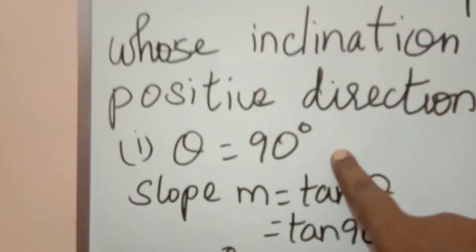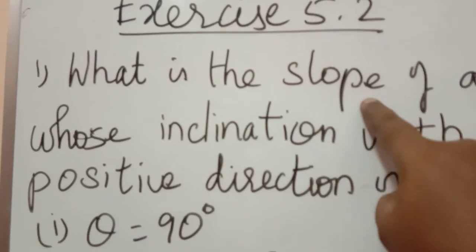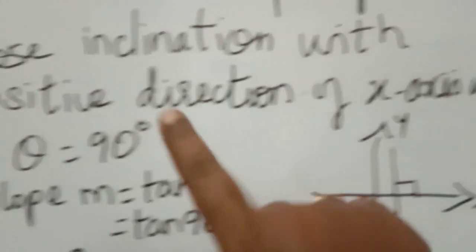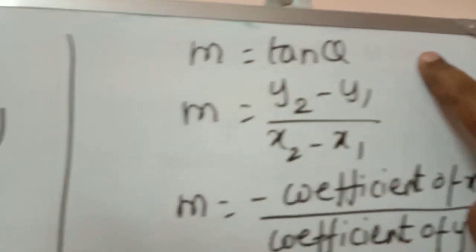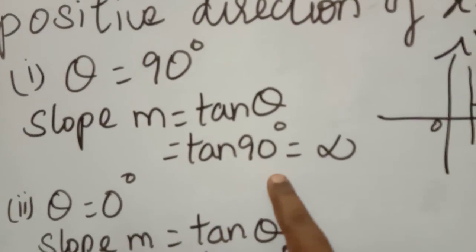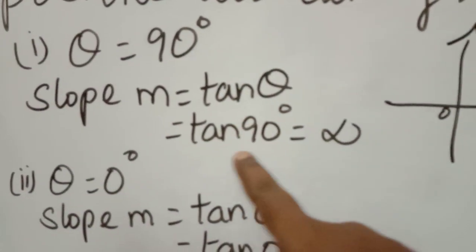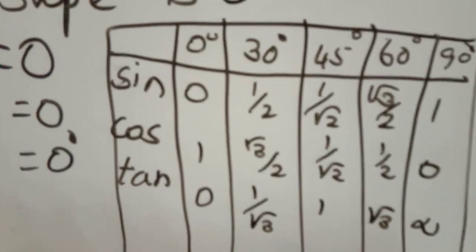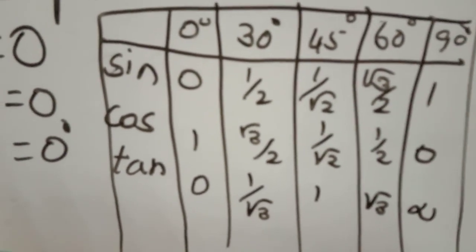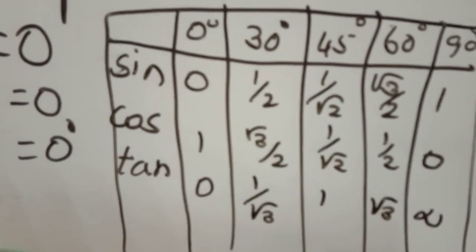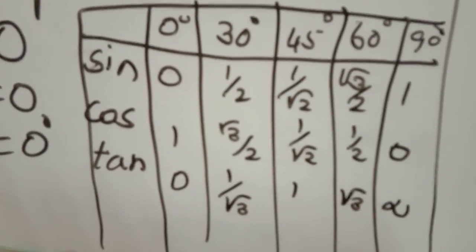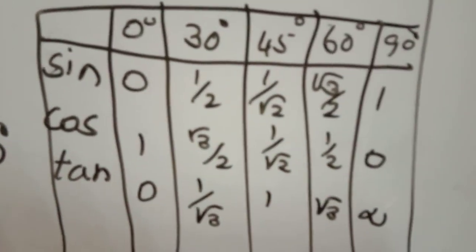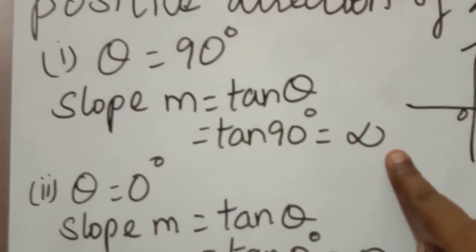Now, what is given? Theta is given. What do we have to find? The slope. If theta is given, use the first formula, tan theta. So slope m is equal to tan theta, tan 90 degrees, as theta is given as 90 degrees. We studied this table in trigonometry, last year in 9th standard; note it along with the formulas. Here tan 90 degrees is not defined; it is infinity.